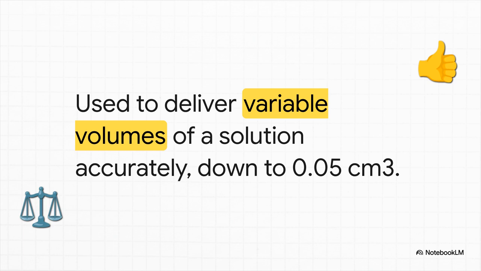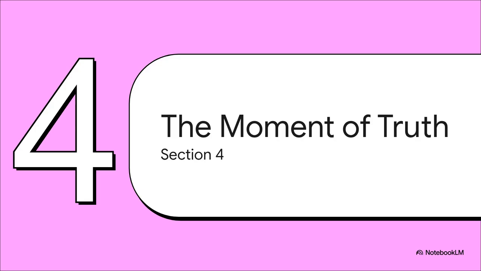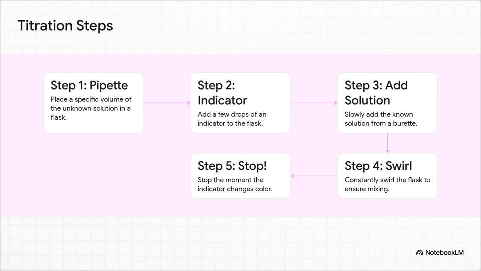It lets us add our known solution drop by drop, carefully measuring the exact volume we've used. This is the instrument that lets us sneak up on that moment of truth. All right, we've got our mystery, we've got our reliable clue, and we've got our toolkit. It's time. Let's bring them all together for the main event, the titration. This is the chemical interrogation where we finally force our unknown solution to reveal its secret. So how does this interrogation go down?